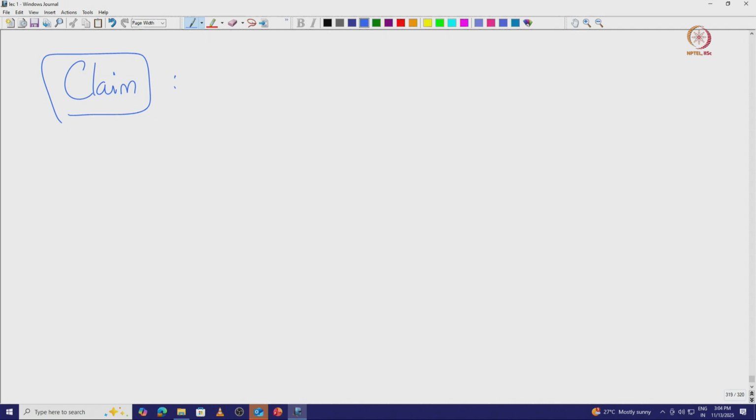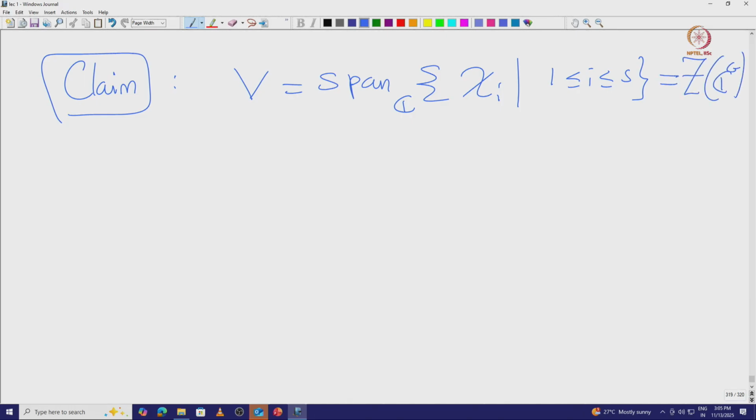We want to prove that this V, which is the span of chi_i, where recall that these chi_i's are nothing but the irreducible characters of this G, is the entire space of class functions. So, this is what we want to prove. Like I said, it is enough to prove that the orthogonal complement of this V inside this space of class functions is 0. So, let us try to do that.